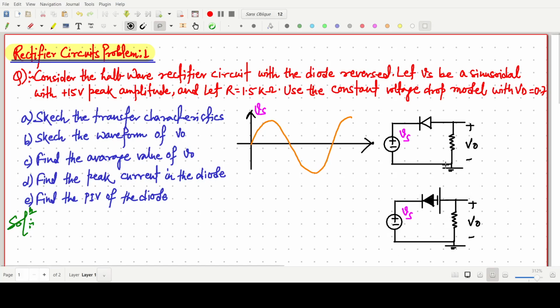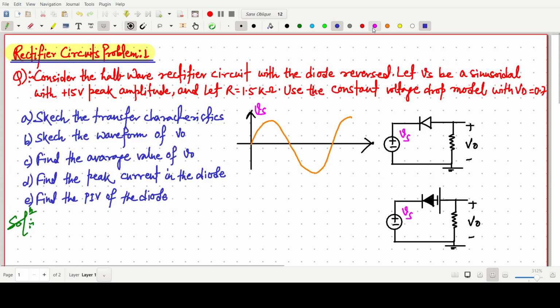Welcome everyone. In this video lecture, we will solve a rectifier circuit problem which is basically from the Microelectronics Circuits book. The question is: consider the half-wave rectifier circuit with the diode reversed. This is a half-wave rectifier circuit, but the diode is reversed here, and let Vs be a sinusoidal signal with 50 volt peak amplitude.